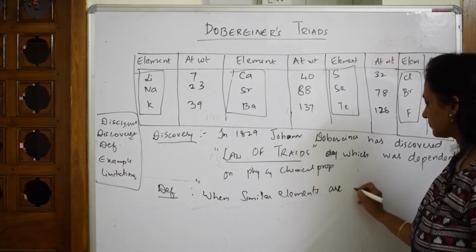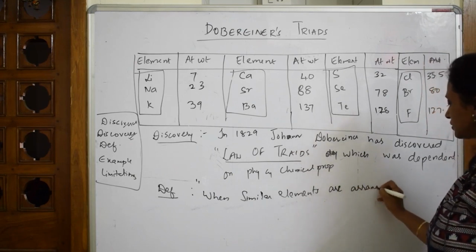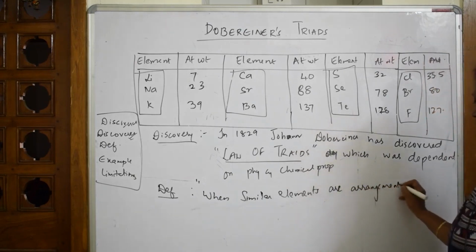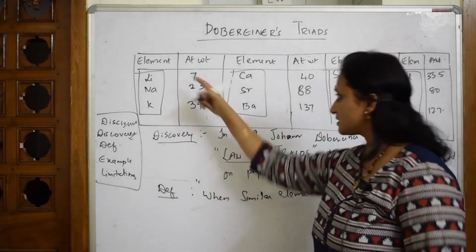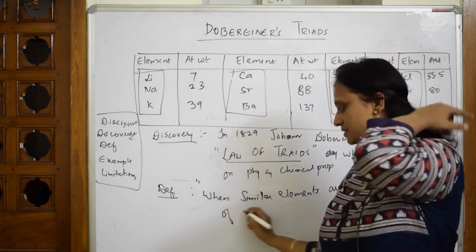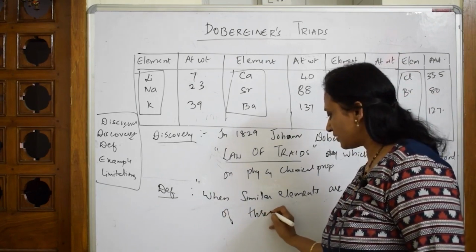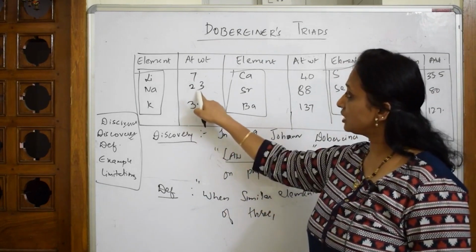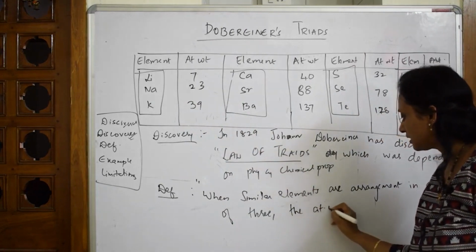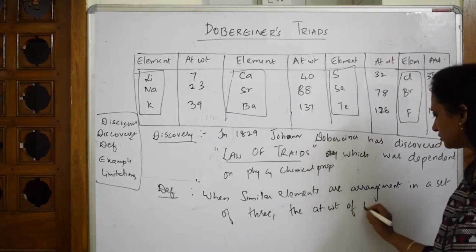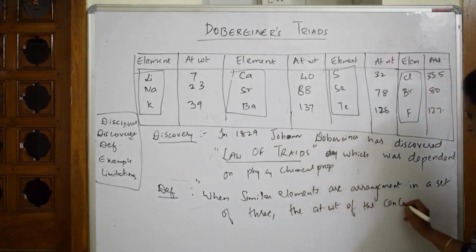are arranged in a set of three, meaning in a set of three. That's where the triad is, isn't it? In a set of three, then what should you state? The atomic weight of the center element.